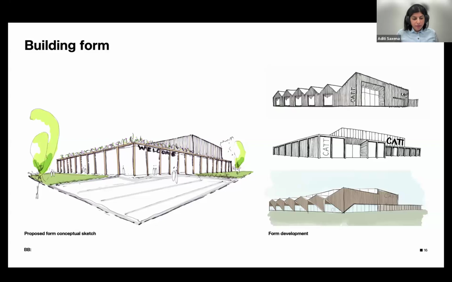So once we had the layout agreed, we started focusing then on the form and the materiality of the building. The concept was always to try and borrow from the industrial typology of the surroundings and the neighbouring Shell Store building, which has that very distinctive sawtooth profile roof. And we explored some of this in the sketches on the right-hand side.